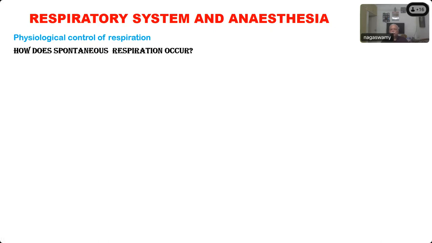Brain center. Stimulating the brain center. Sir, brain center. Okay, central nervous system control. Central. Okay. That is through chemical and neural regulation. The pons, medulla. Very good. So both of them are important.